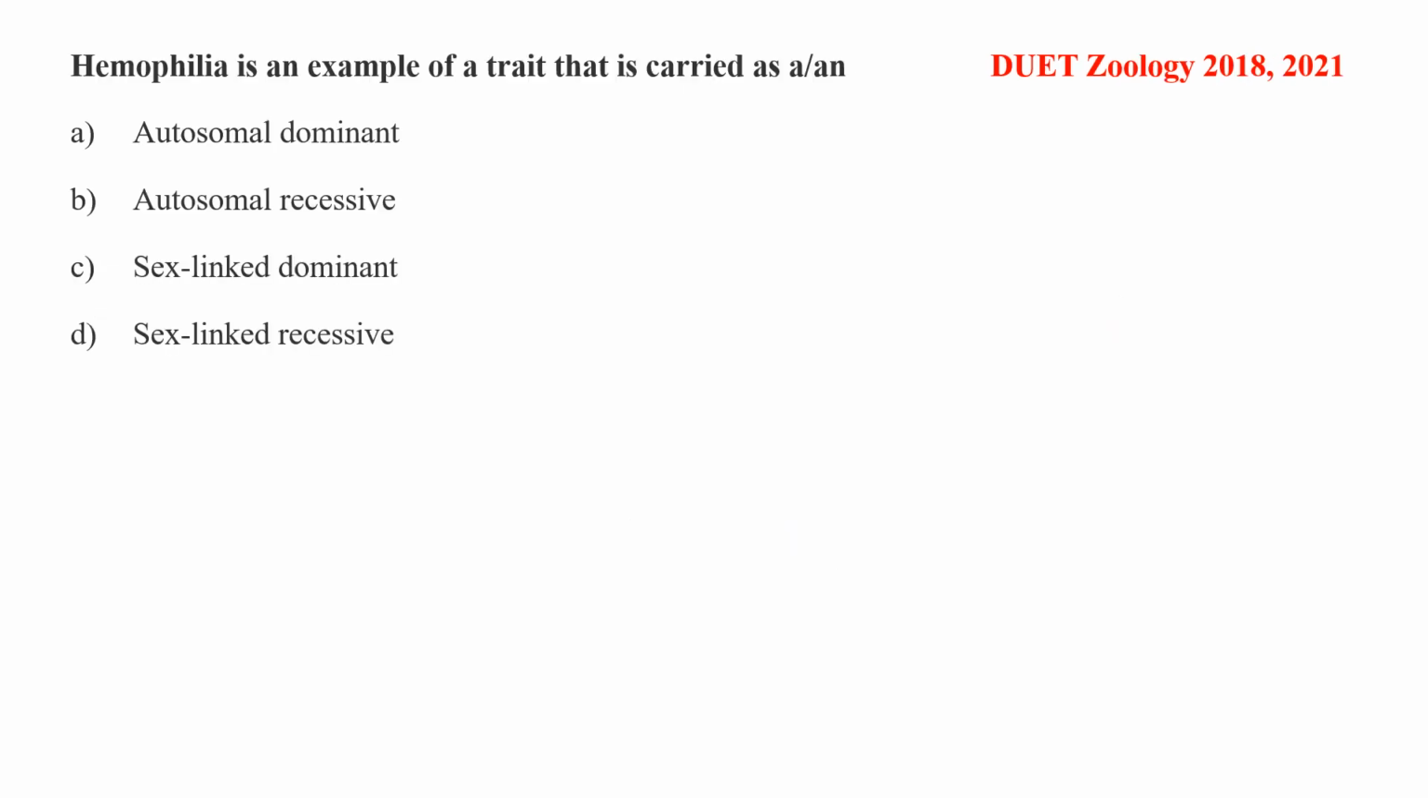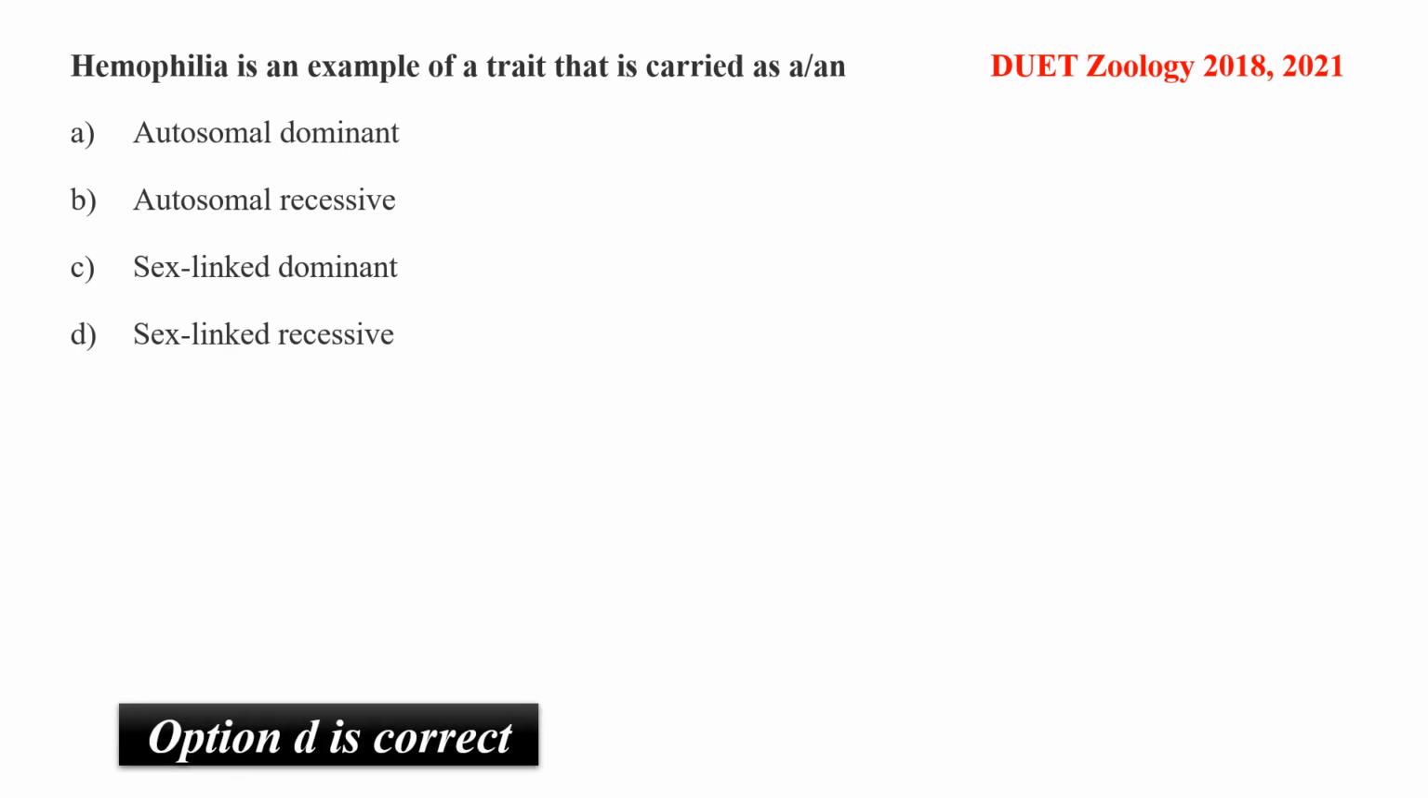Hemophilia is an example of a trait that is carried as an autosomal dominant, autosomal recessive, sex-linked dominant, or sex-linked recessive. Hemophilia is a sex-linked recessive disorder which may be inherited by a carrier mother to her son. Male cannot pass this defect to his progeny. Hence, the option D would be the correct answer, that hemophilia is an example of a sex-linked recessive disorder where the defective gene is present on the X chromosome.